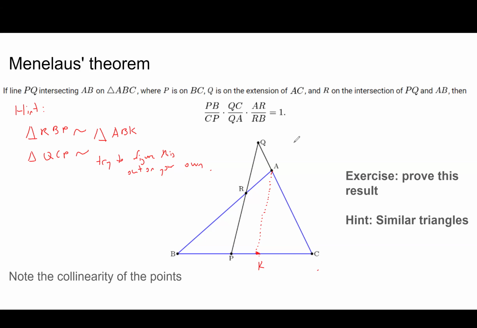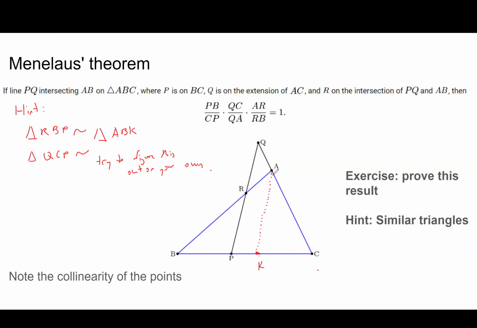Okay, so I've given you guys two hints. The first one is triangle RBP is similar to ABK. And do you guys know which triangle QCP could be similar to? Okay, so Josie said ACK. So let's take a look. So QCP is this large one here, right?